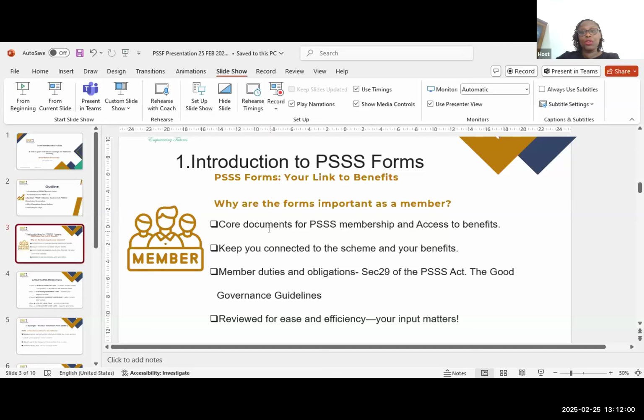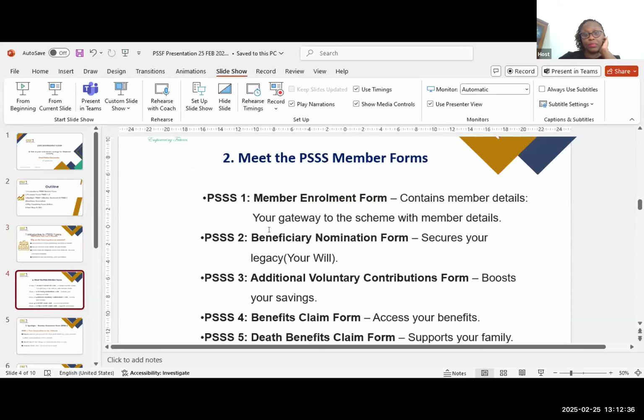Now, when we think about forms, oftentimes we think that the forms are long, tedious and difficult to complete. As we get to the end of this presentation, you'll realize that these forms are very easy. We have reviewed them. They're very easy to fill. And within 5 minutes, you should be able to have completed a form or 2 forms maximum. And it is also important that we get your details. We might have your details from your employer, but what we are asking from the members is ownership of the information. And so that is why these forms are important to you as members and to us as a scheme.